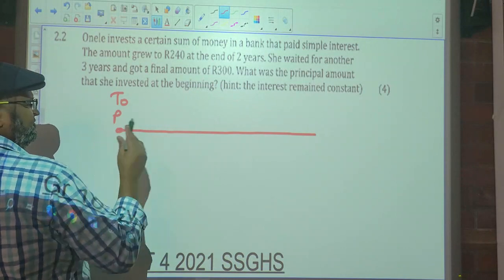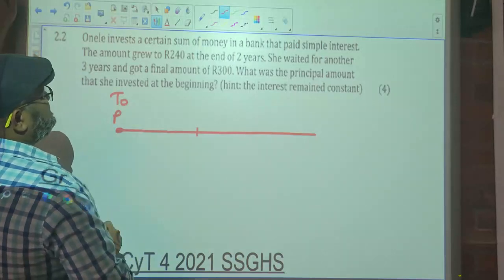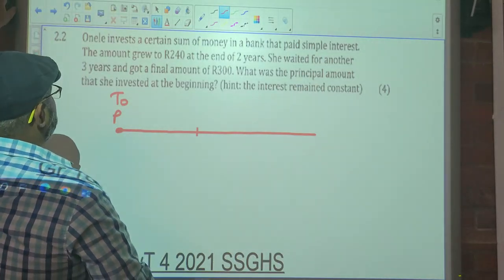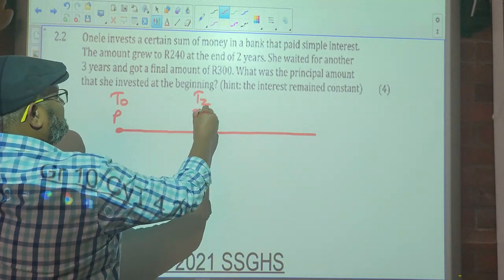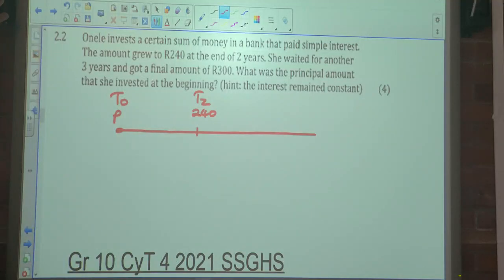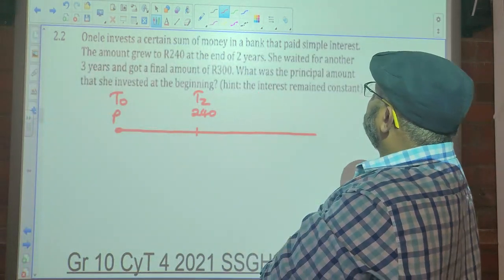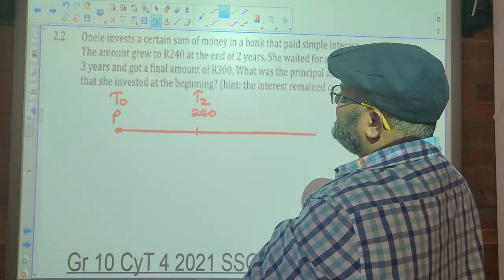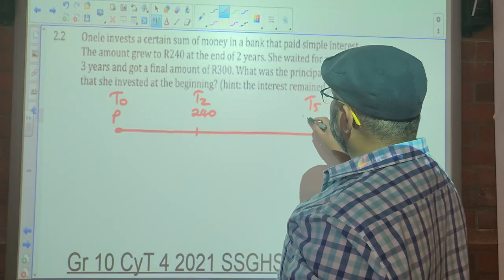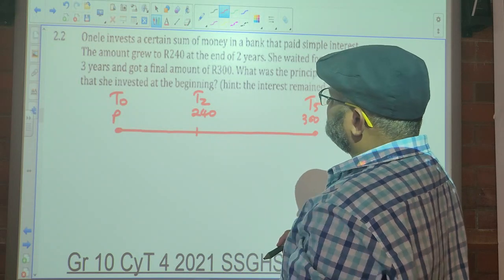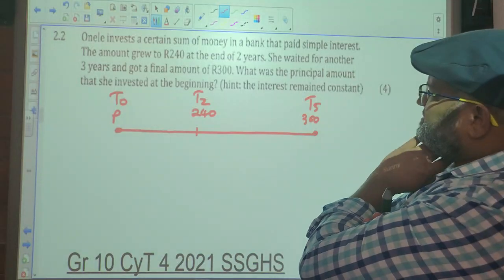So T0 is P, which is the principal. When you invest a certain amount of money in the bank, it pays a simple interest rate. At the end of 2 years, she has 240 rand in that account. Then she waited another 3 years. So that is T5. Then she has 300. What is the principal amount?